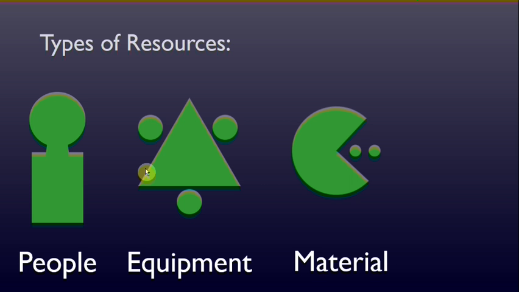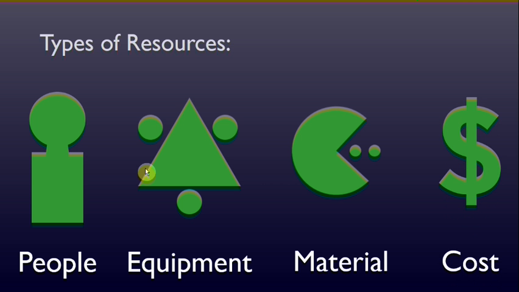Our next type of resource is material resource, and I have this little Pac-Man to represent that. Those are the resources that get used up. He's eating up the little pellets of food, and those don't come back. Material resources would be things like bricks, for example, that you are going to use to build a house, but you can't reuse those, unlike equipment resources, which can be used again and again.